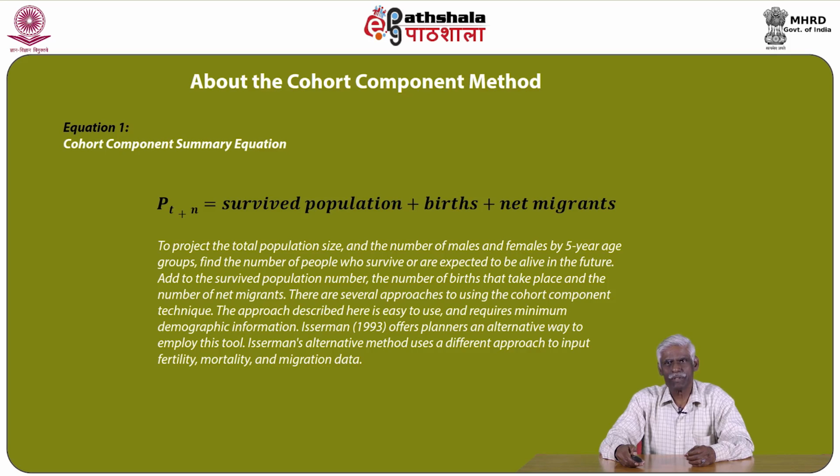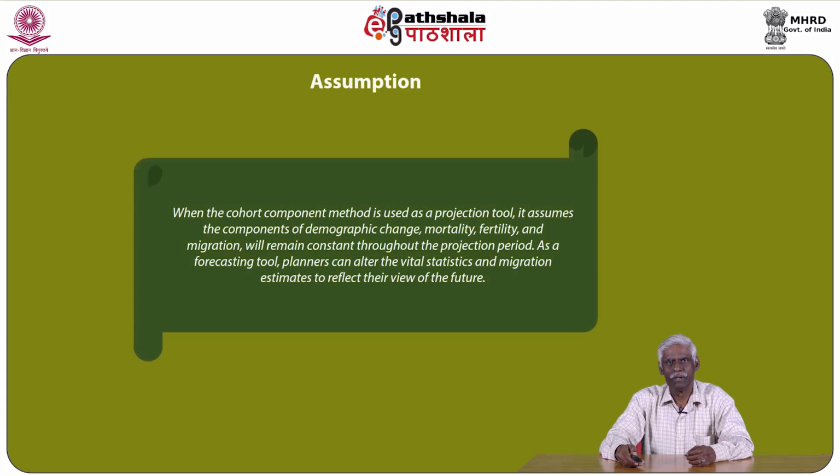Among several approaches, the approach described here is very easy to use and requires minimum demographic information. However, there are certain assumptions that are to be considered. When the cohort component method is used as a projection tool, it assumes that the components of demographic change represented by mortality, fertility and migration will remain constant throughout the projection period. As a forecasting tool, planners can alter the vital statistics and migration estimates to reflect their view of the future.